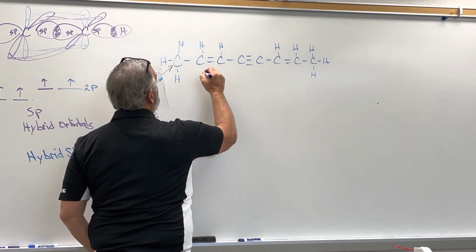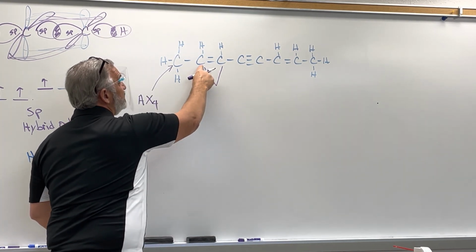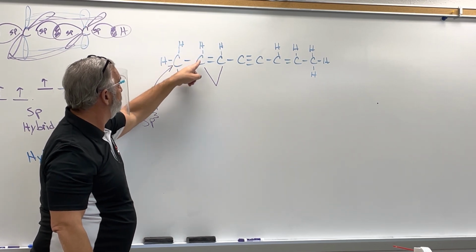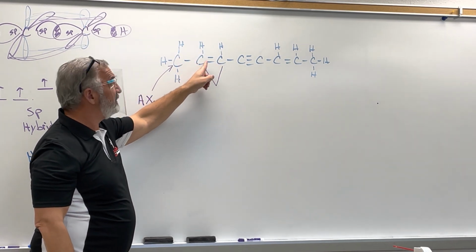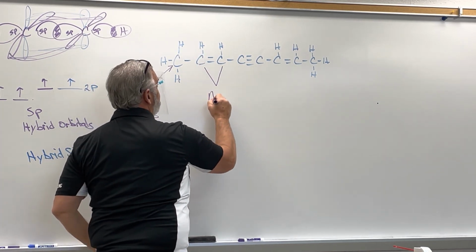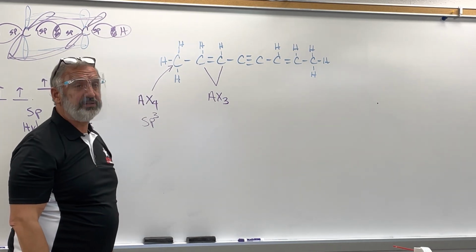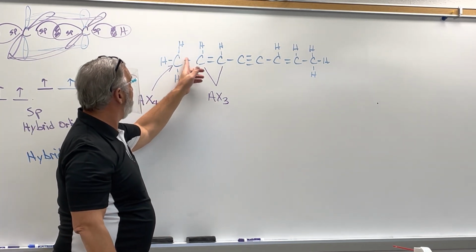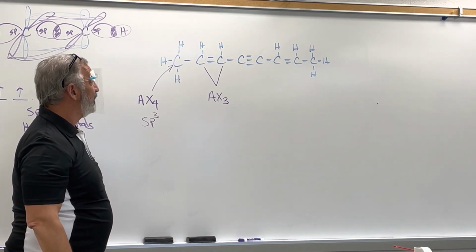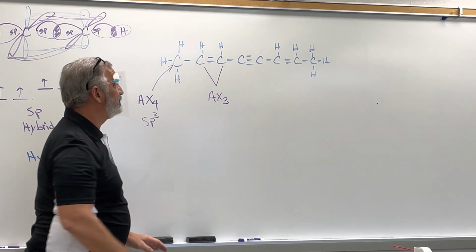But if I look at both of these carbons, this carbon is bonded to how many other things? Well, 1, 2, 3. Yes, it's a double bond, but there's still just 3 things attached to this carbon. So I'm going to say that that's AX3. Okay, don't worry about the double bond. I just have 3 things attached to it. AX3. So what adds up to 3? Which type of hybridization? sp2.